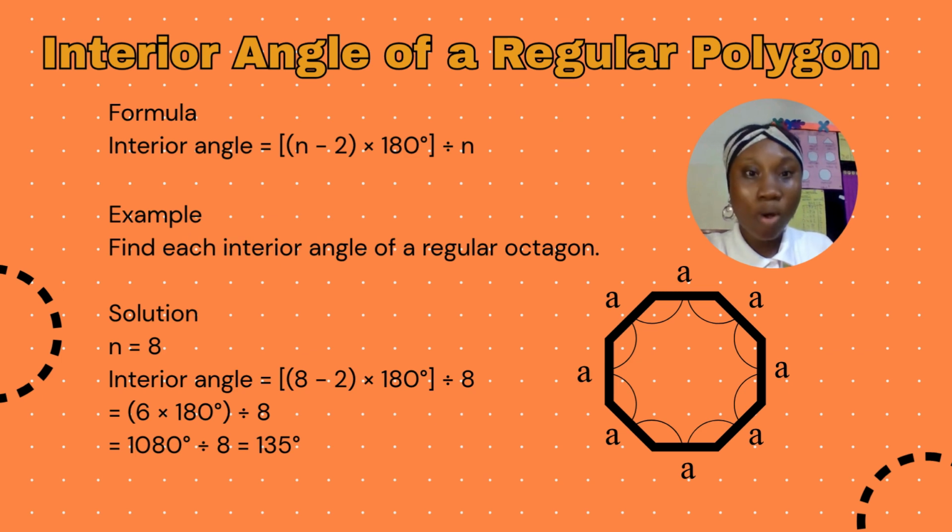Example, find the interior angle of a regular octagon. An octagon has 8 sides. So if you count it, 1, 2, 3, 4, 5, 6, 7, 8. Octagon has 8 sides. So that's the first thing you want to do: find the number of sides that the polygon has. So the octagon has 8 sides.